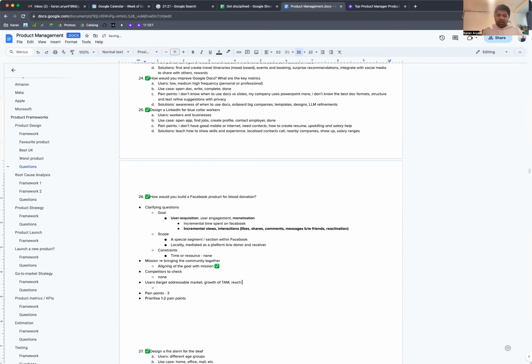And the third one could be reach of the addressable market. As a Facebook blood donation product, if let's say the target addressable market is 100, how many of those 100 can we reach? It's essentially the market share. Okay, so based on these three parameters, we can probably prioritize one of the users among multiple. So I'll probably just take a couple of minutes to write down my thoughts on the possible user segments that we could have.